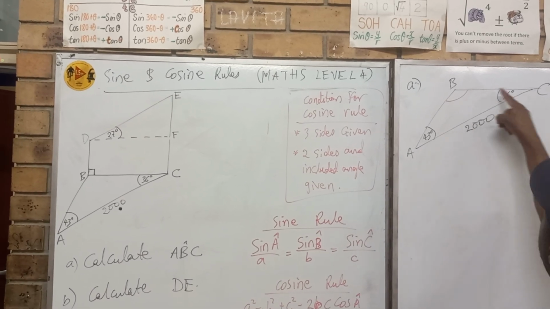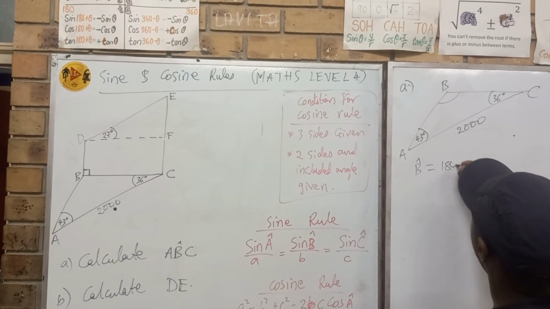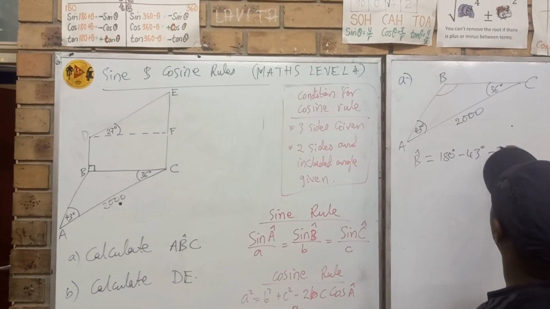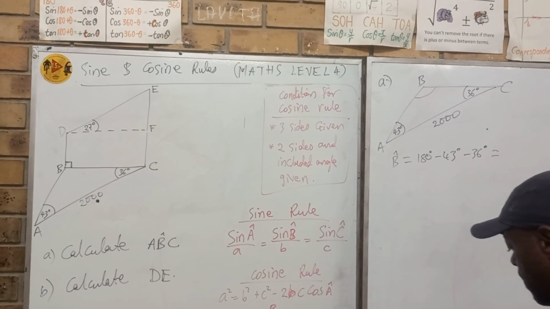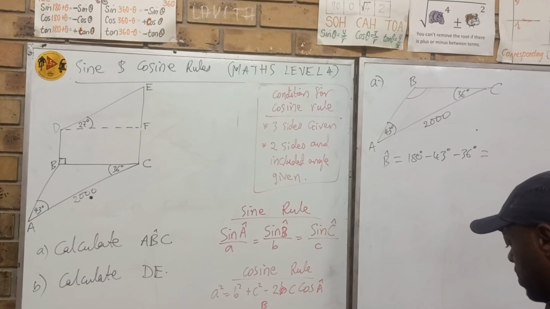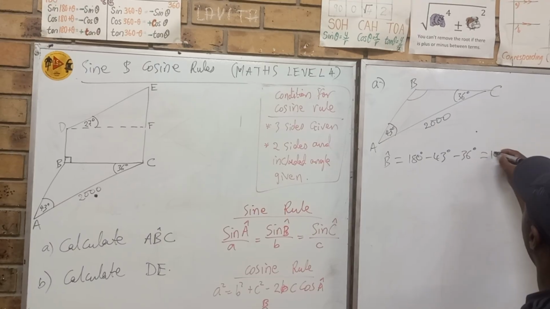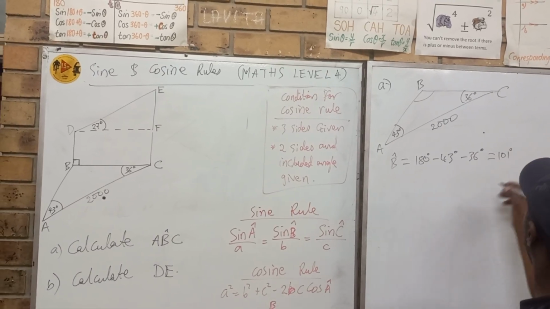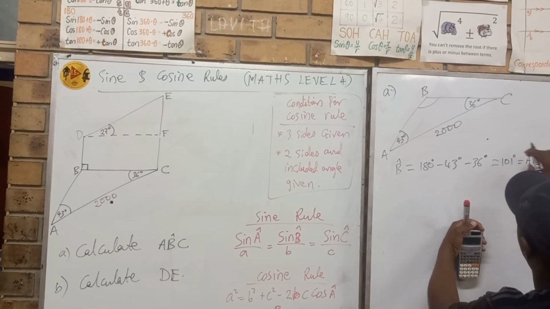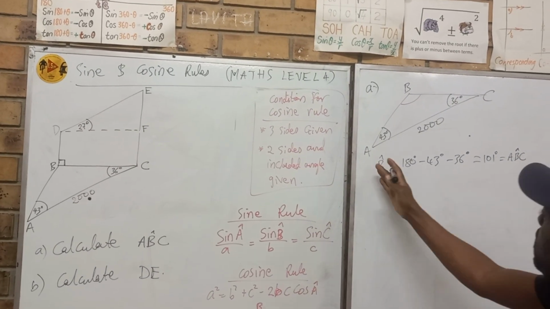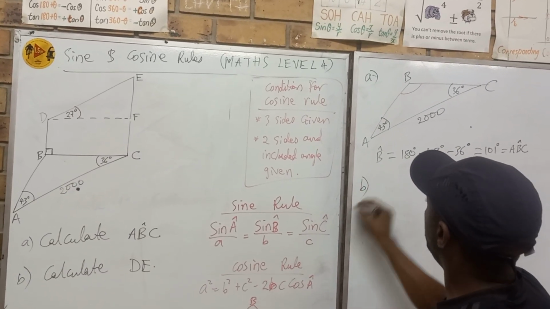You know that the sum of the interior angles of a triangle is 180. So I'll simply say angle B is 180 minus 43 minus 36. I'll do that with my calculator. 180 minus 43 minus 36 tells me that my angle B is 101. You can either call it angle B, or use angle ABC, making sure that the angle you are targeting is in the middle. If you write it like this or like this, you are saying the same thing. So we are done with A, let's now look at B.